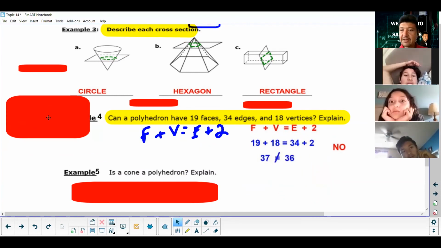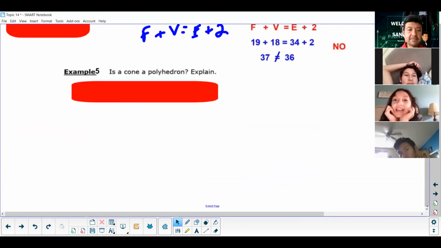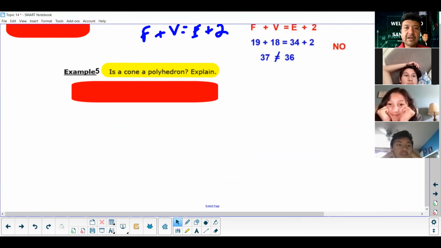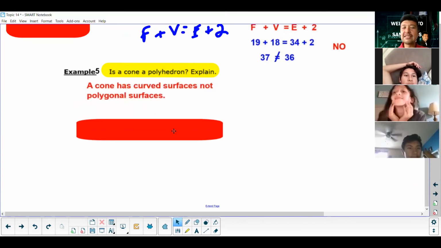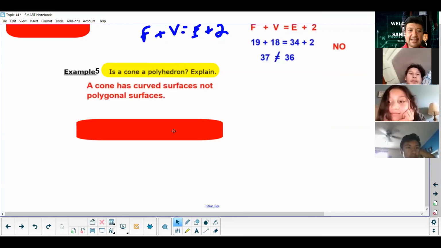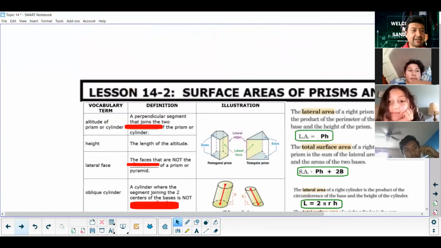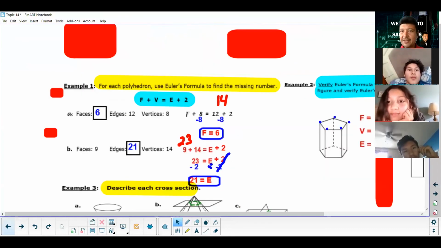All right, so now, Celeste, go ahead and read example 5. Is a cone a polyhedron? Explain. So what do you think? Marcus, what do you think? No. He's right. A cone has curved surfaces, so it is not a polyhedron. All right, excellent. And I think that this ends our lesson for today.